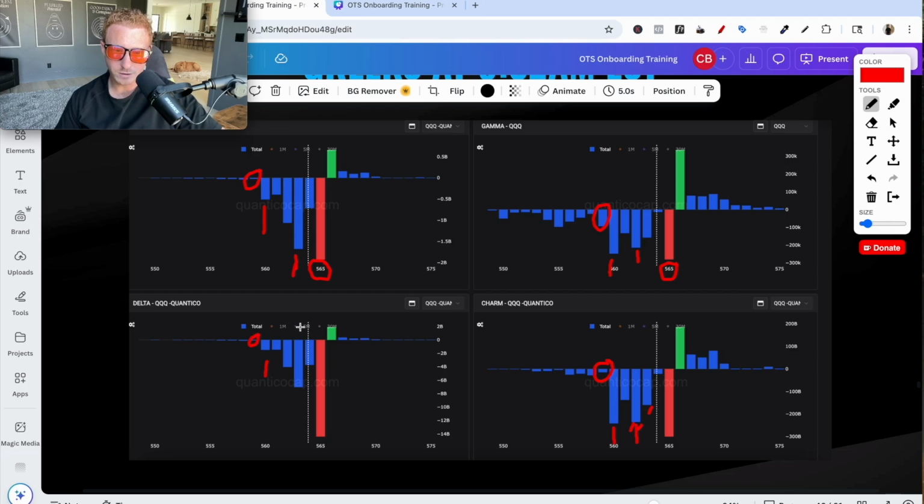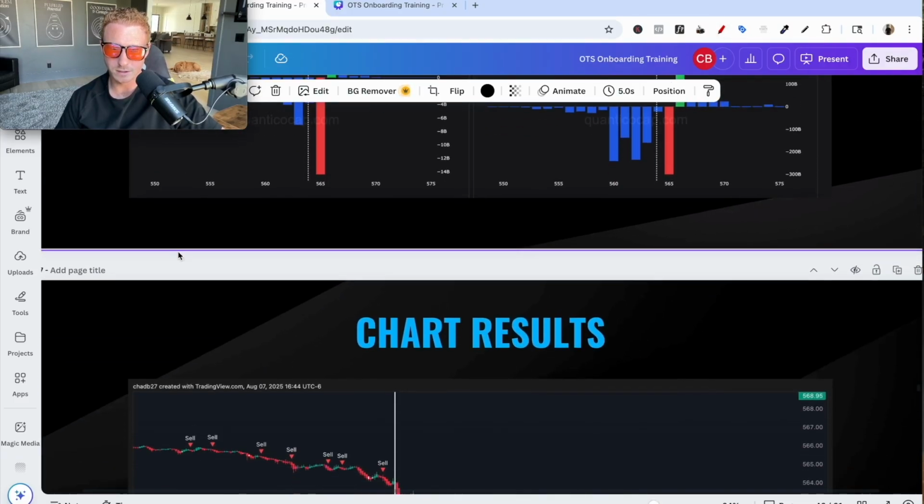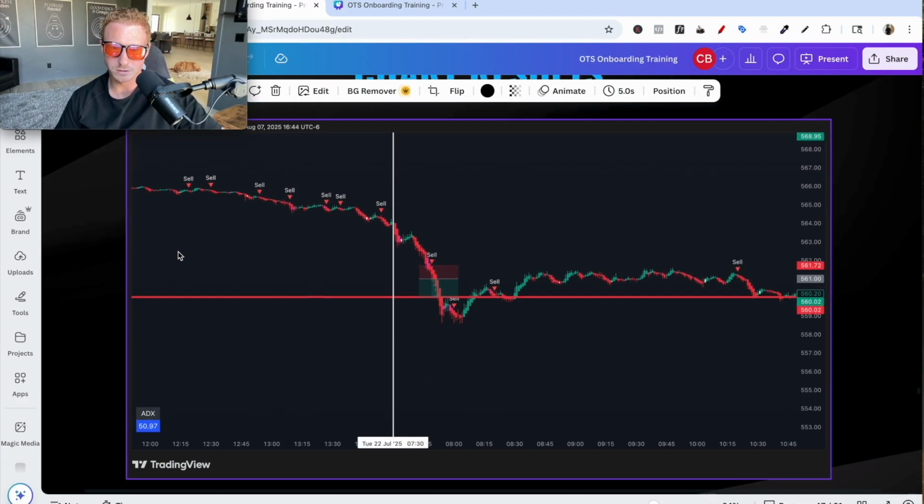So everything's pointing that we could actually take short pullbacks until we get to 560, as long as we hold above 565. So that would literally be my plan for today, not knowing what the chart looks like. We want to take pullbacks that hold below 565 to 560. That's our plan. It's a very simple plan, based on what everything is telling us. Okay, let's look at the chart results.